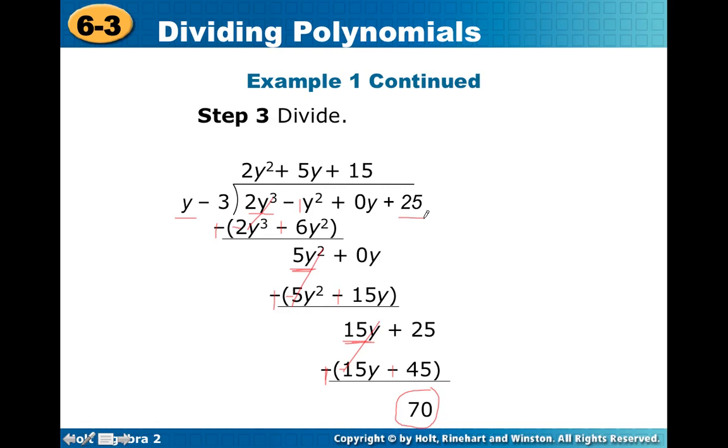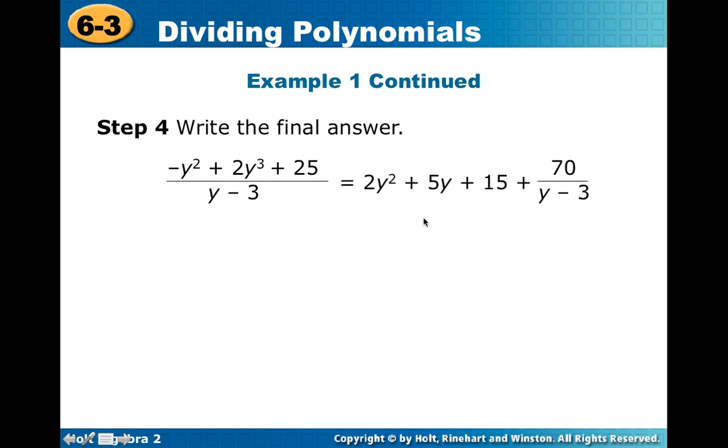Okay? So, paano ngayon isulat yung final answer natin with the remainder? So, to write the final answer, ganito yung itsura niya. 2y squared plus 5y plus 15. Tapos, yung remainder natin over yung ating divisor, no? Na y minus 3. So, isusulat ko lang siya dito. Okay? So, this means na ito yung remainder ng ating nakuwang quotient.